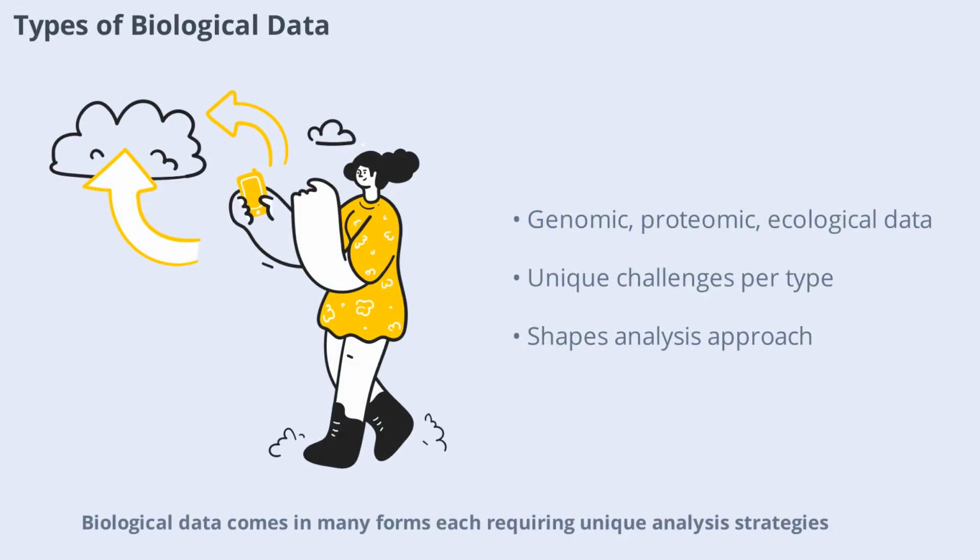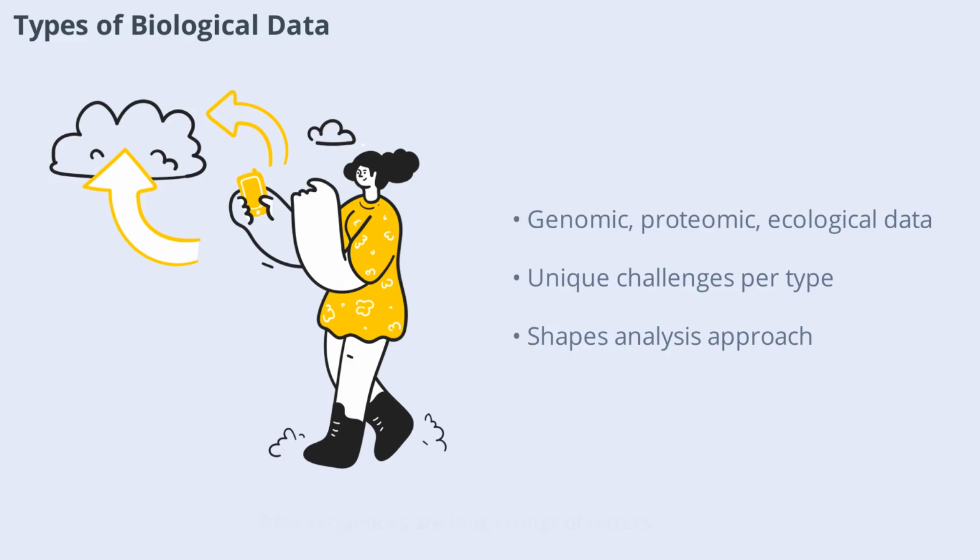Biological data comes in many forms, each requiring unique analysis strategies. You might encounter genomic sequences, gene expression profiles, protein interactions, or even ecological population counts. Each data type presents its own challenges and opportunities. For instance, DNA sequences are long strings of letters, while gene expression data is often numerical and tabular. Understanding the nature of your data is the first step in choosing the right analysis technique. In the next scenes, we'll explore how these data types shape the analytical methods used in modern biology.